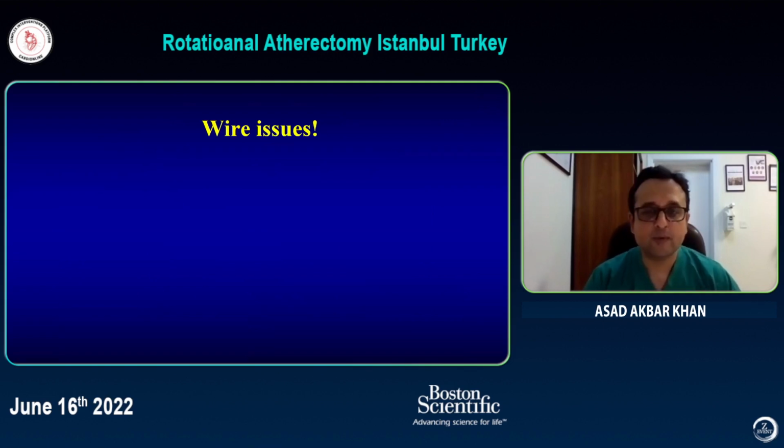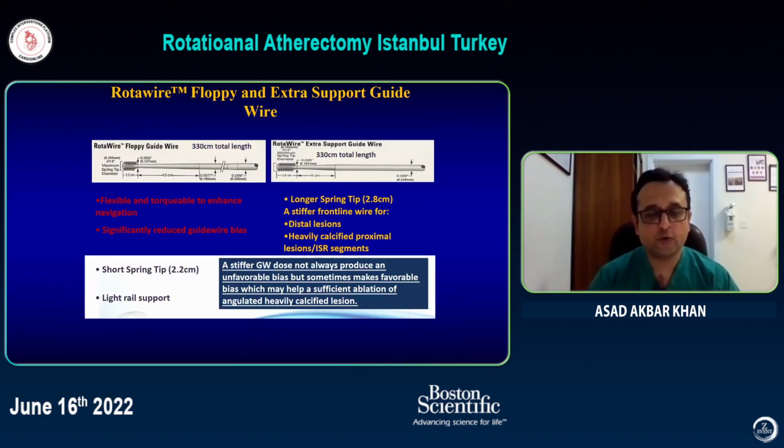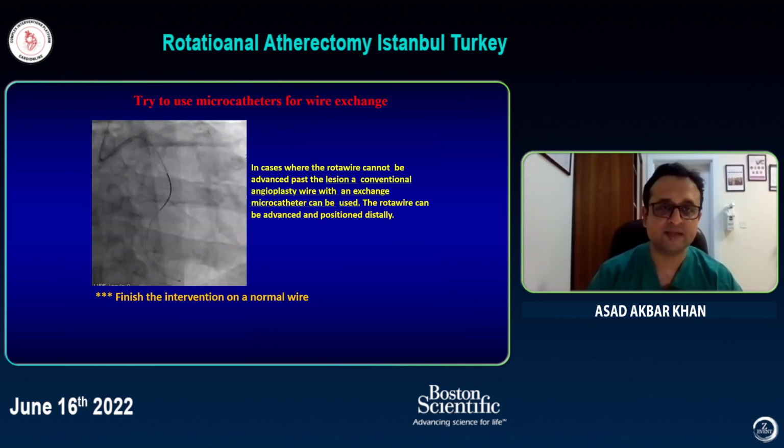So firstly, we'll start with the wire. There are two wires which are widely available. One is the RotaWire Floppy, which is more flexible and torqueable. And then the other one is the RotaWire Extra Support, which is stiffer. Loads of people use it upfront for their routine work, but most people use the floppy. It is primarily used for distal lesions, heavily calcified long segments or proximal segments, and then instant restenosis segments.